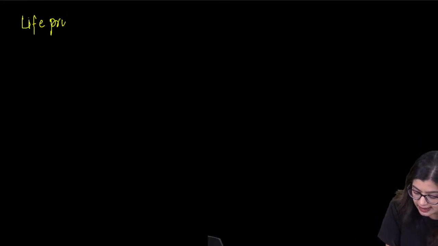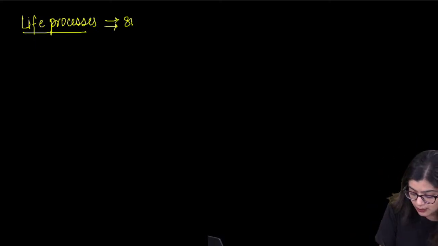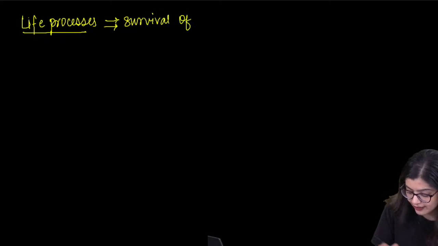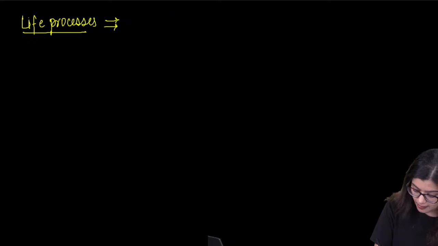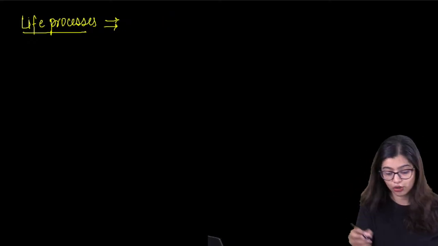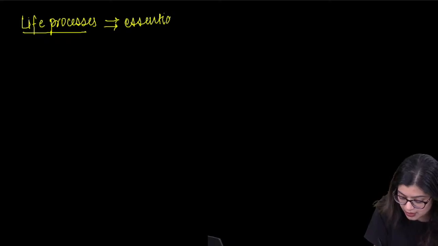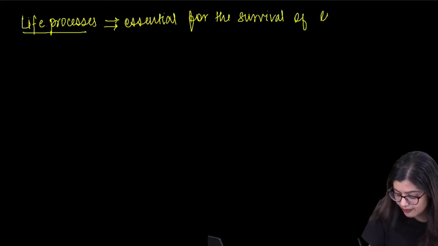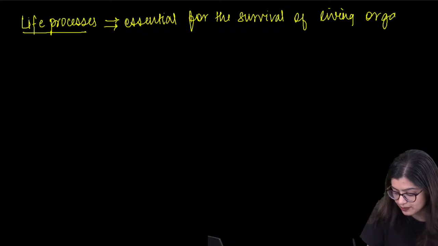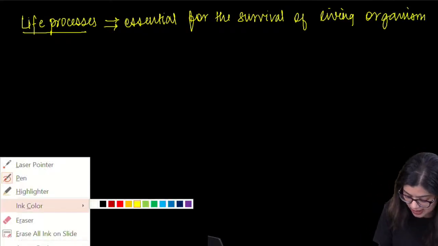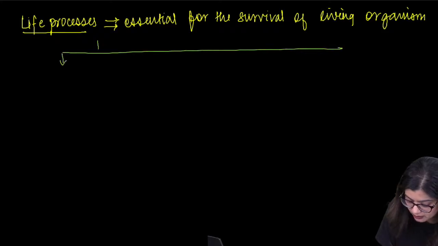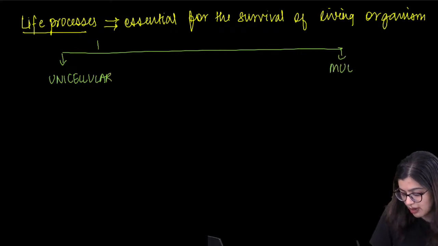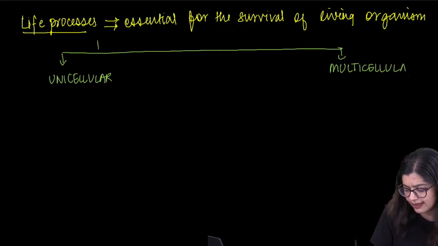So we know what life processes are. Yes? What are life processes? Life processes are those processes which are essential for survival, right? So I will write the whole definition so you can make your notes also. So we see that these are processes which are essential for the survival of living organisms. Yes? Now these life processes can happen both in unicellular organisms, right? And it can happen in multicellular also, right? Because they're all living at the end of the day.